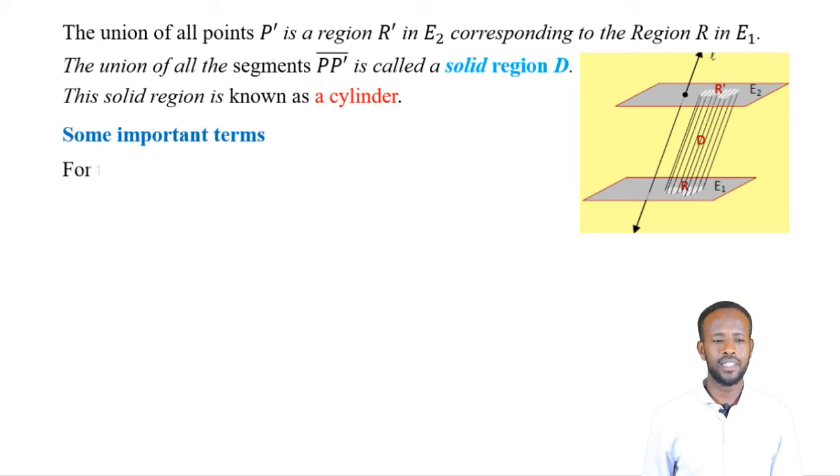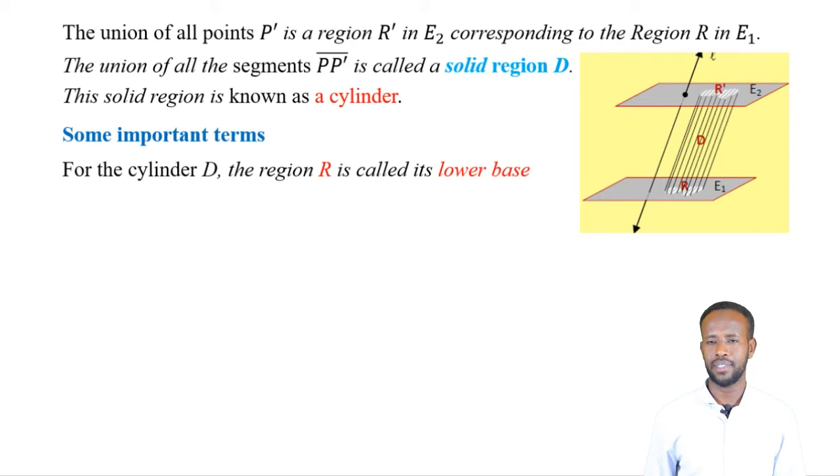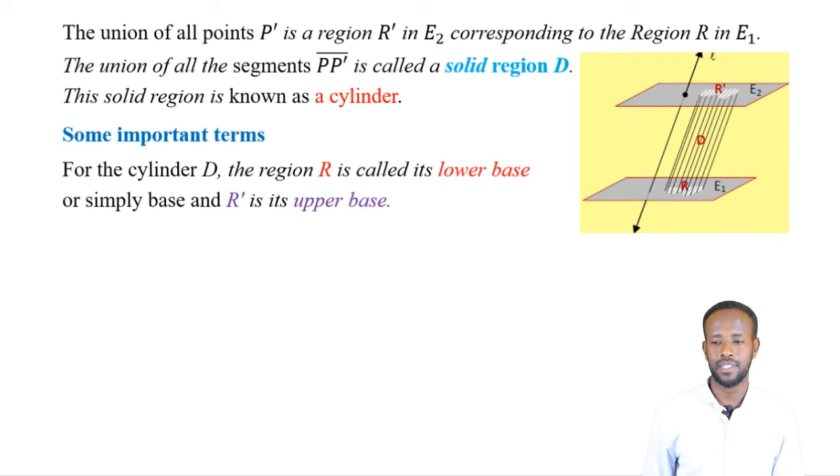Now, here it says, for the cylinder D, the region R is called the lower base. What is the lower base? It is R, or simply base. And R prime is its upper base. You have two bases, R and R prime. The one below is called lower base. The one at the top is called upper base.